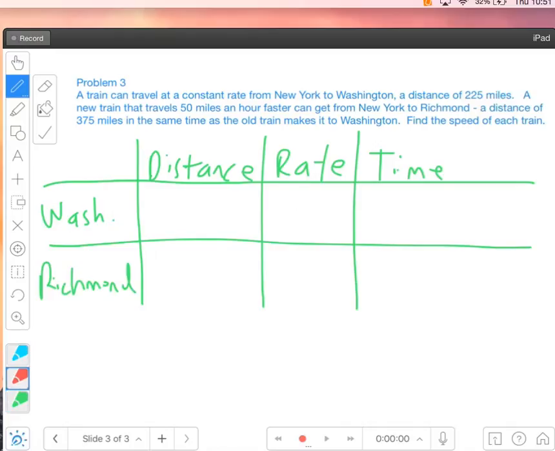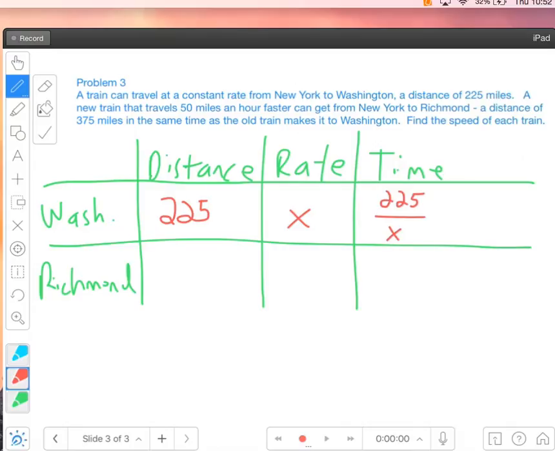So now that I have this table set up, what we can do is look at each particular train and fill in the relevant information. For the Washington train, we know that the distance from New York to Washington is 225 miles. The rate of that train is one of the things we're being asked to find, so I'm going to just write X in for that rate. So as we discussed in class on Thursday, if the Washington train's distance is 225 miles and the rate is X, we know that the time for that train would be 225 over X.